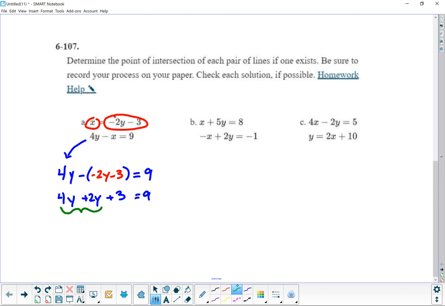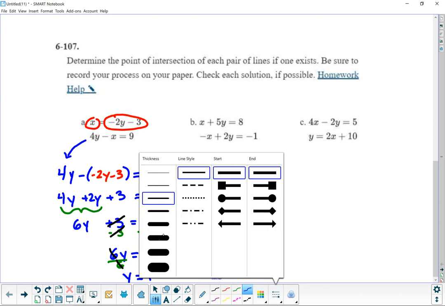Now combine these. That's going to get you 6y plus 3 equals 9. Now you need to subtract 3 from both sides, which will allow you to cancel these out. You get 6y equals 6, and divided by 6, we get y equals 1.